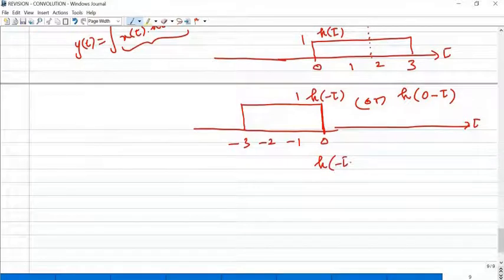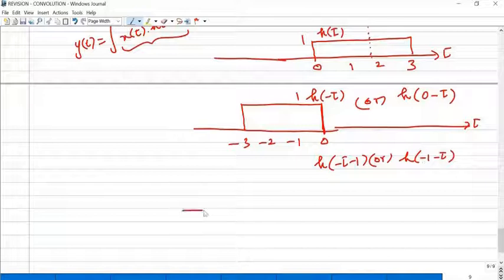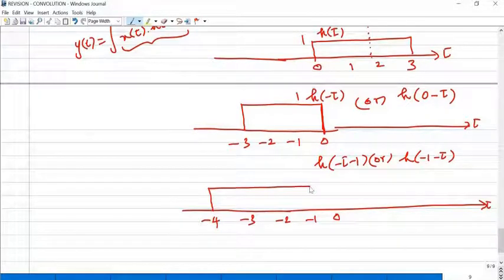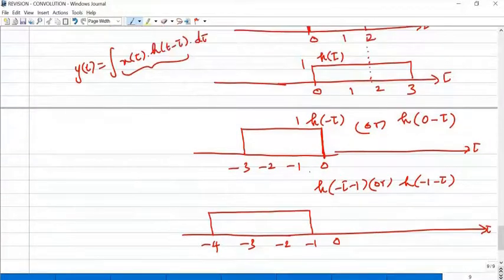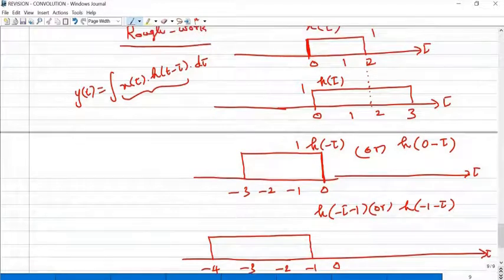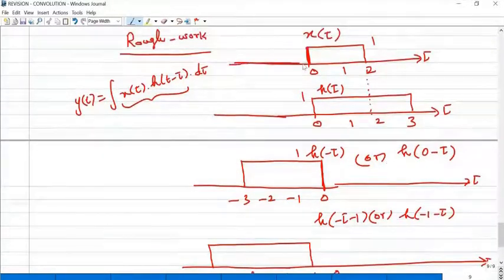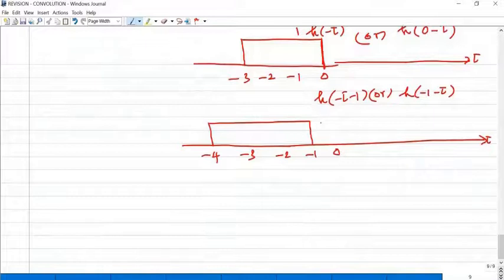Now check h of minus tau minus 1, or h of minus 1 minus tau, when t equal to minus 1. When t equal to minus 1: 0, minus 1, minus 2, minus 3, minus 4. This is your signal sketch. Now check your x of tau, h of t minus tau product. X of tau signal is only available between 0 to 2. H of minus tau minus 1, between 0 to 2, no information. Here all 0. So 0 multiplied with any signal, your y of t becomes 0.